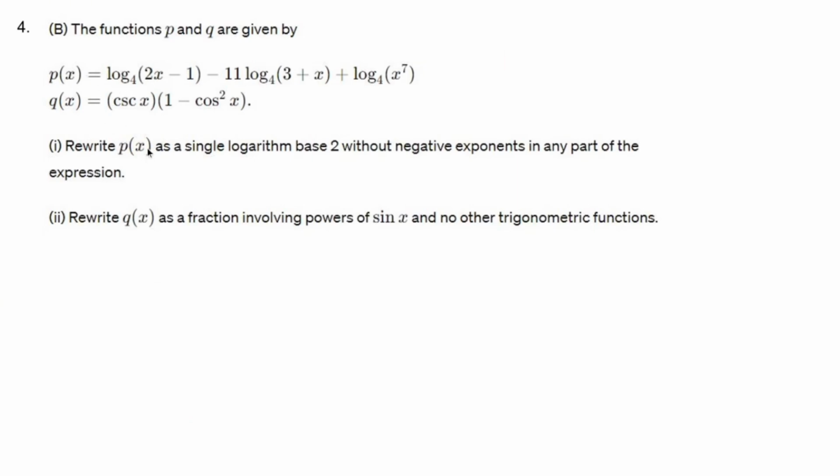Rewrite p of x as a single logarithm base 2 without negative exponents in any part of the expression. All right, well, kind of what you saw in the little directions here, all the logs have the same exact base. If you add logs of the same base, you multiply the insides. That should be a B to make things easier. B is going to be log base B of AB. I have 6 of those.